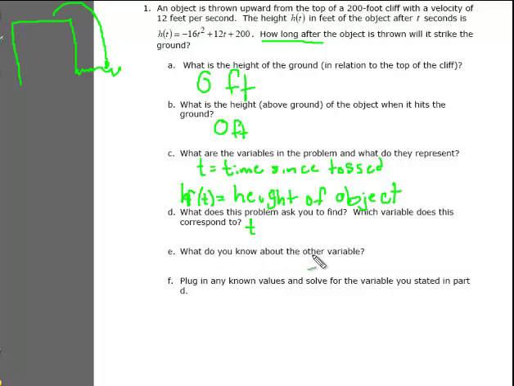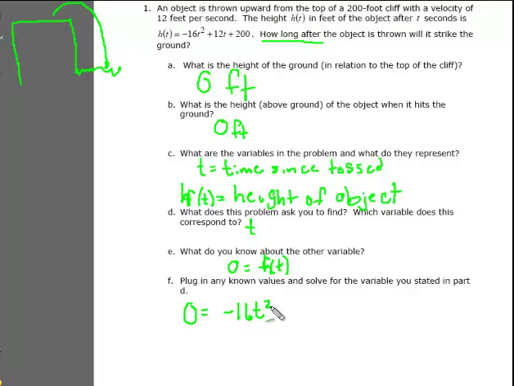And what do we know about the other variable? Well, how long does it take for the object to hit the ground? The other variable is the height. What's the height when it hits the ground? The height is 0. And so, I keep doing that, h of t. And so plug in any known values. We know that h of t is 0, and so you can find the t.